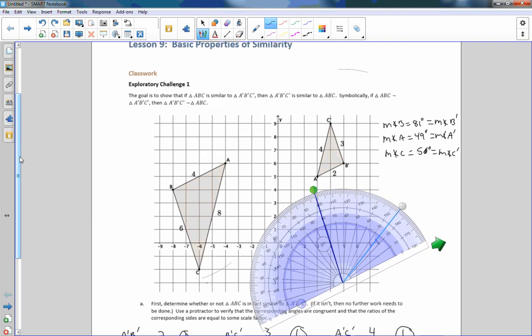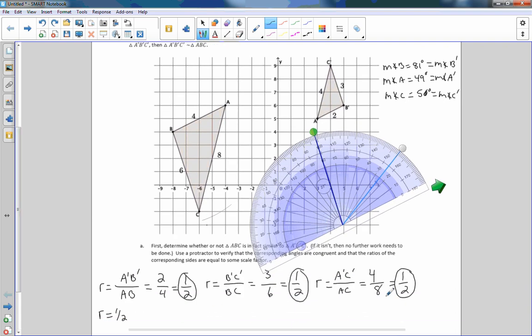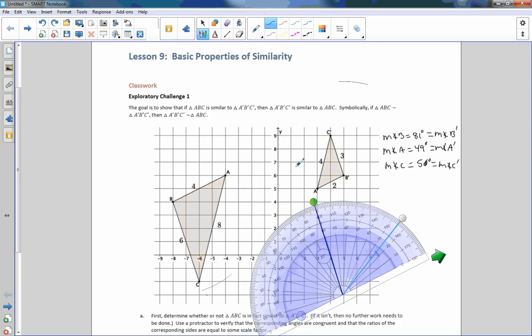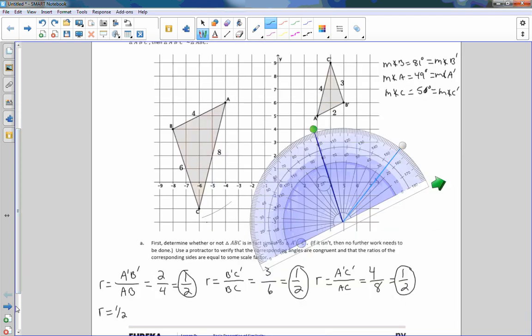So what we have just done was confirm our scale factor and confirm that the angles are congruent in both triangles, and therefore the two triangles are similar. And of course, if I scale this down by a half to get here, or if I scale this up by 2 to get here, then that proves that if one triangle is similar to the other, the other has to be similar to the first. Okay, it just goes to show.